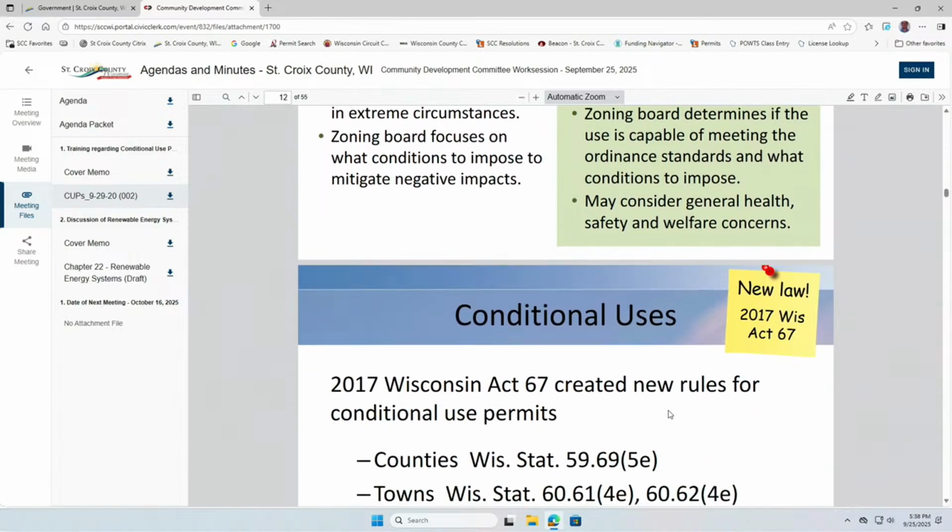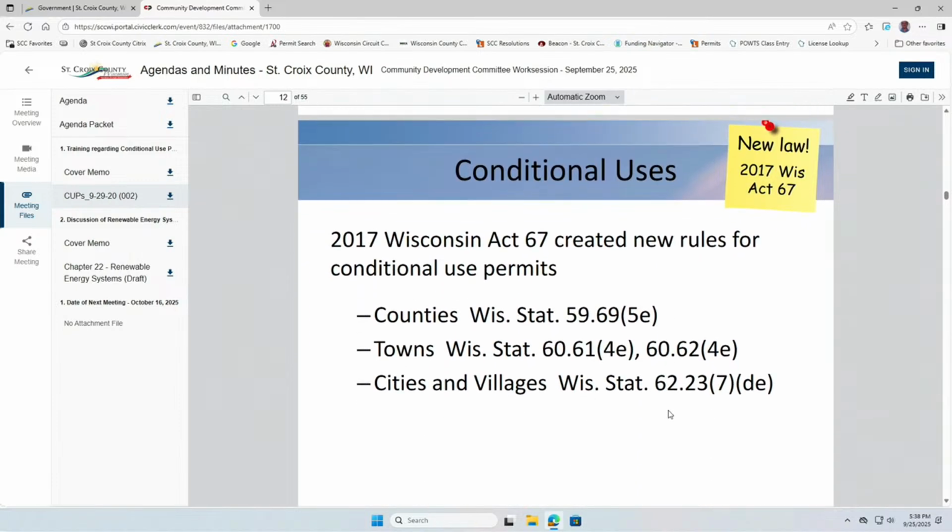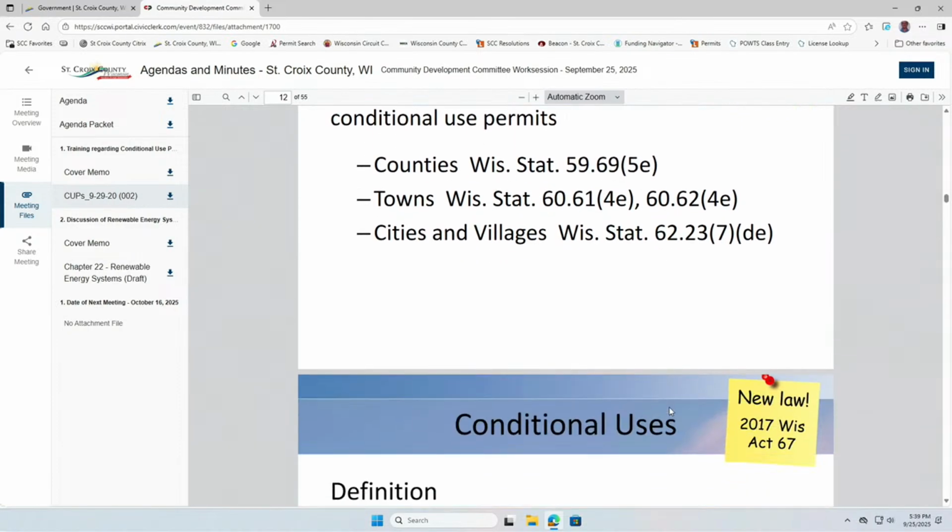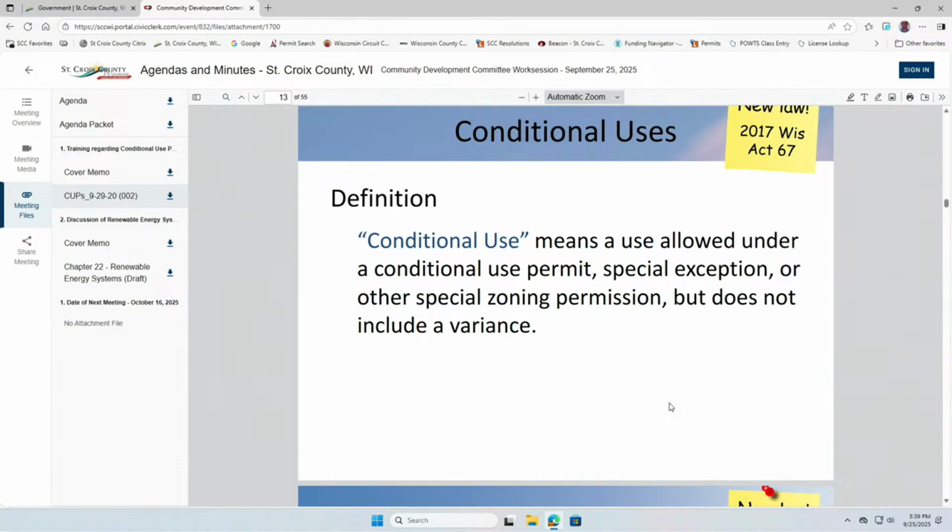Please jump in if you have any questions as I'm going through this. I already went through 2017 Act 67. More specifically, what Act 67 says is that it defines a conditional use as a use allowed under a conditional use permit, special exception, or other special zoning permission, but does not include a variance. So again, we're talking about a use, not an exemption to a setback or even a height.